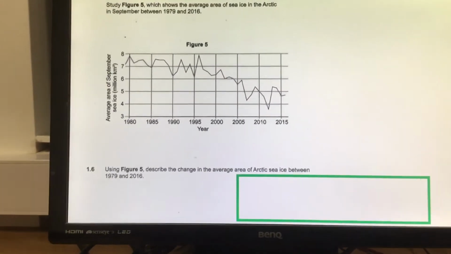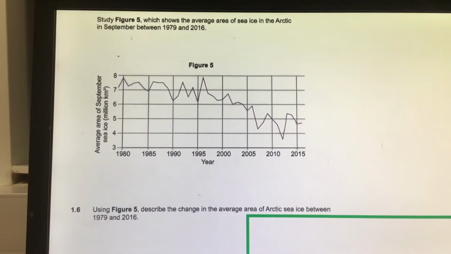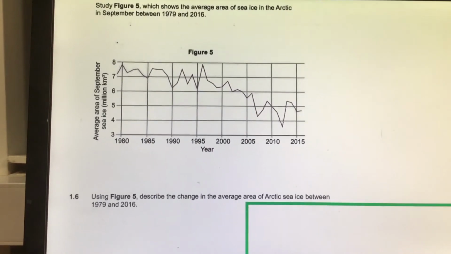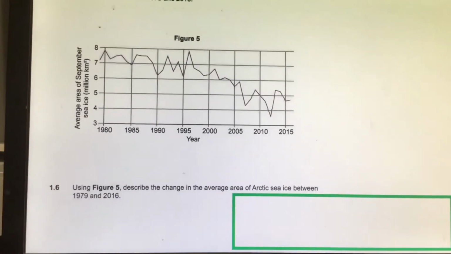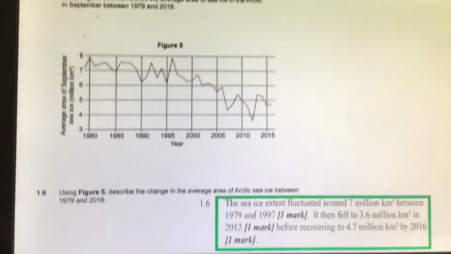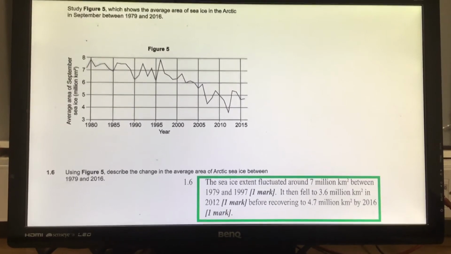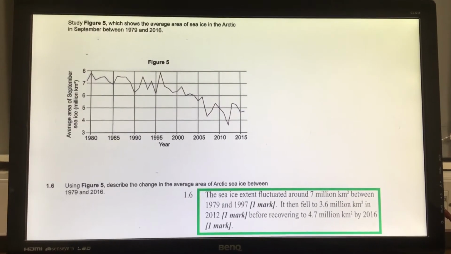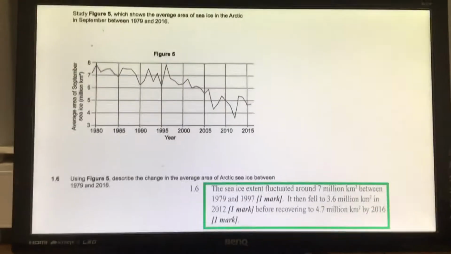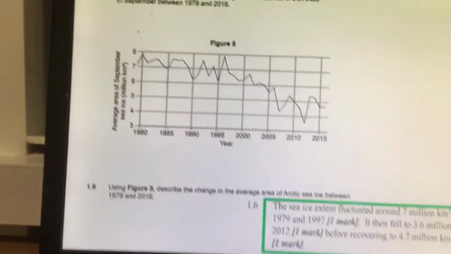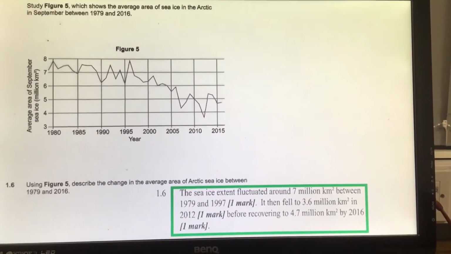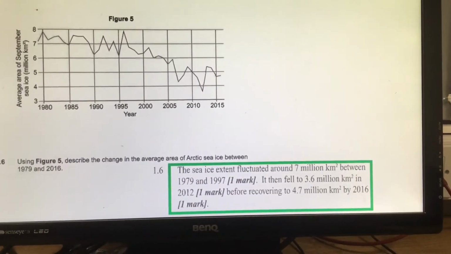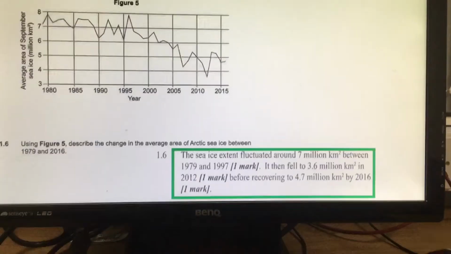Moving on briefly to question 1.6. It's giving you a graph which is showing you the average area of sea ice in the Arctic in September between 1979 and 2016. And you've got to describe the change shown. Now the way you can get 3 marks pretty easily in this is by just saying that the sea ice extent fluctuated around 7 million between 1979 and 1997. So you can see there, it's about 7 million between that time period there. And then it fell to about 3.6 million in 2012, before it's recovered to about 4.7 by 2016.